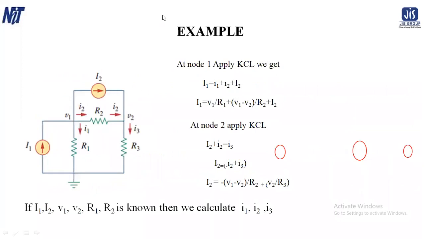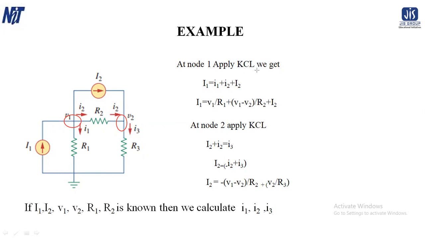On the next slide, the problem is given here. This is the current source I1, this is I2, and the resistances are R1, R2, R3. Here we consider two nodes that you can find in this figure. The first node is V1 and the second node is V2. Okay, at node 1 apply KCL.